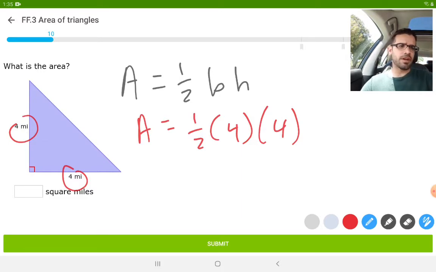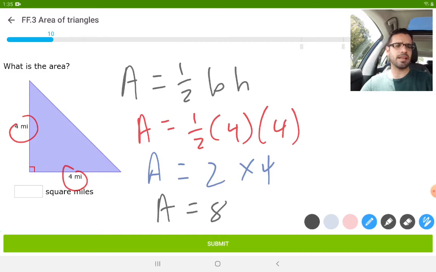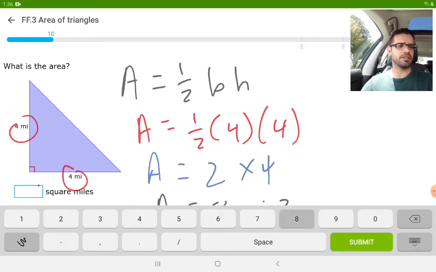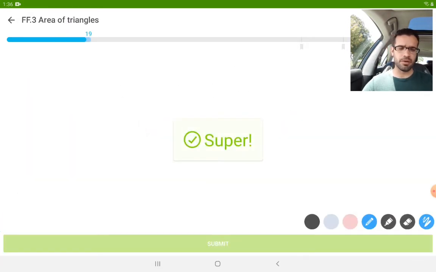Multiply the first two things, so 1/2 times 4, that'll give you 2. And 2 times 4 is 8. So our answer is going to be 8 miles squared. Plug in 8 as your answer, hit submit, keep it pushing.